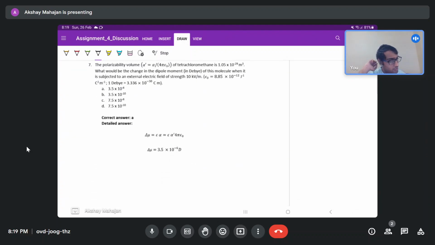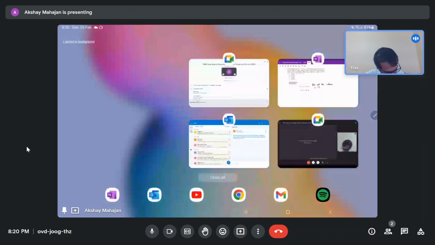Then the seventh problem is the polarizability volume is given by this, and what would be the change in the dipole moment of this molecule when it is subjected to an external electric field of strength this. Again, the formula is given, so you just have to put all these values. Just in case you have some problem, you just have to put all the values in SI units, in given SI units.